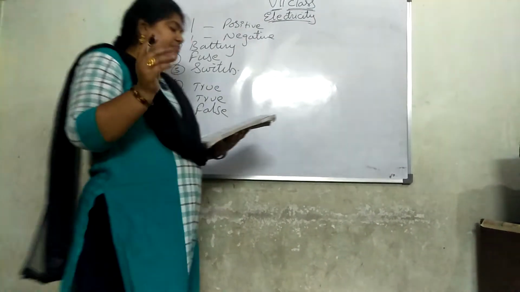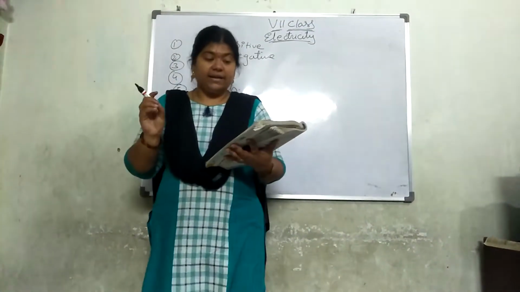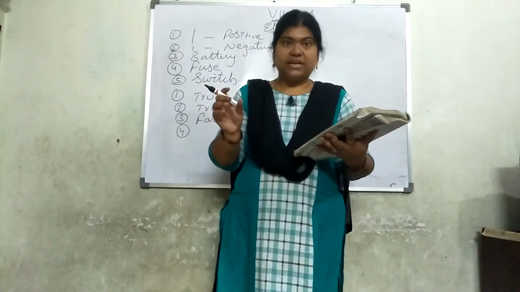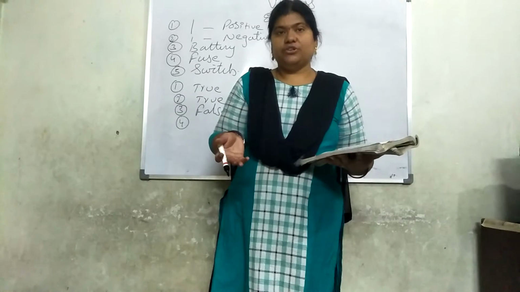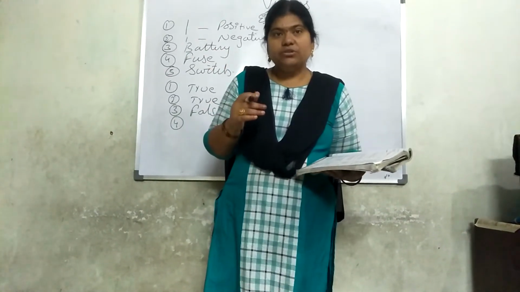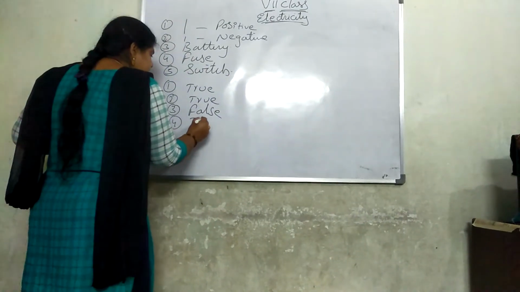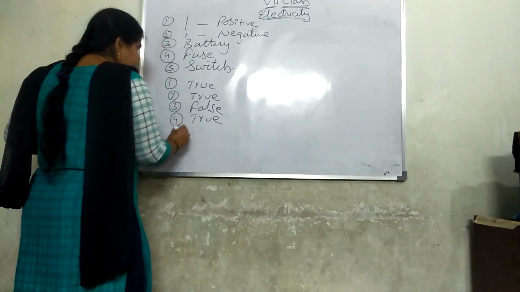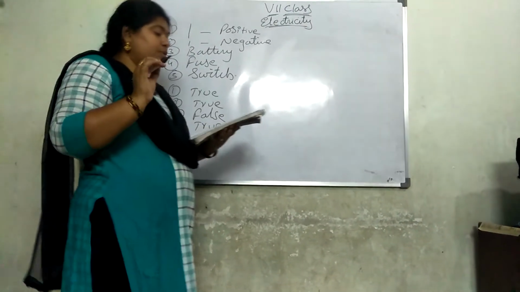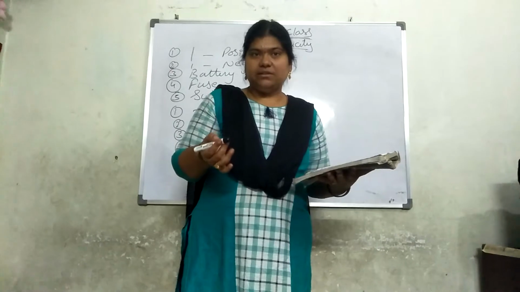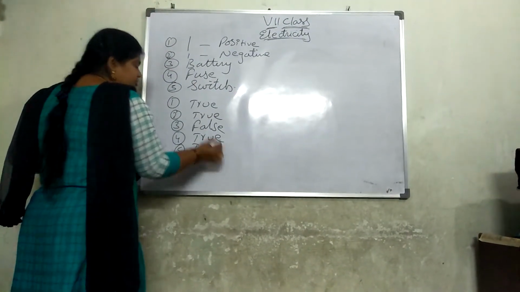Fourth one: when the electric current passing through the fuse exceeds a certain limit, fuse wire melts and breaks the circuit. At high voltage, what will happen to the fuse? The wire will melt and break up. Is it true or false? Yes, it is true. The first one, second one true, the third one false, fourth one true. Fifth one, switch is used to close and open a circuit. Just now we did it in the blanks. So what is that? It is true.